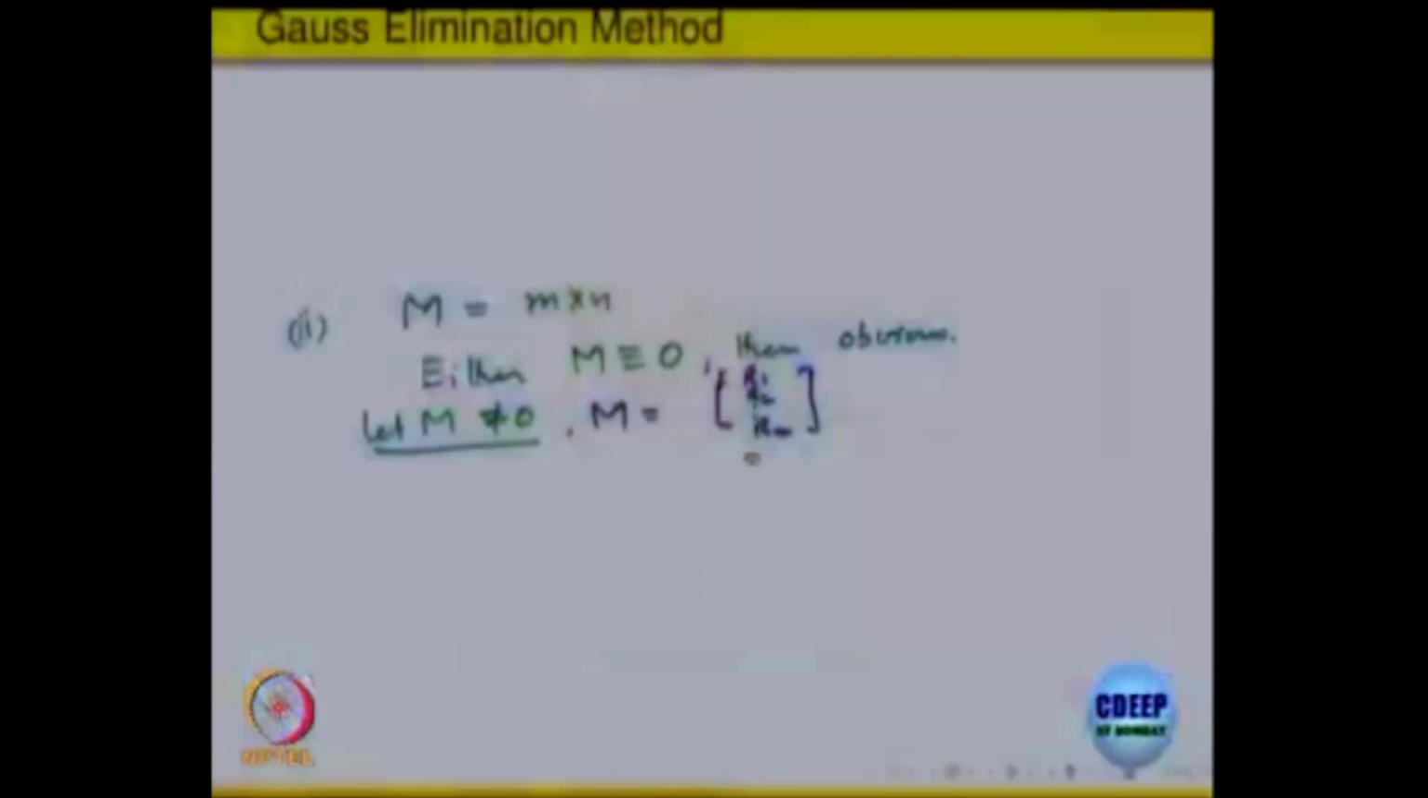So induction starts with m equal to 1. Let us assume the result holds when the number of rows is something. When the number of rows becomes one more, how to do it? That is the question. So let us look at that. Let us say these are the rows R1, R2, Rm. M is a non-zero matrix, so it will have rows R1, R2, Rm.